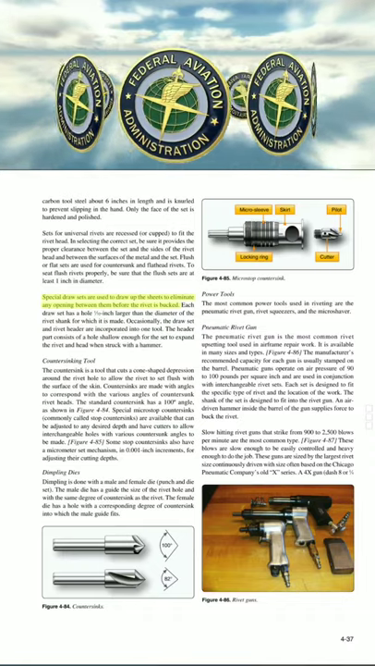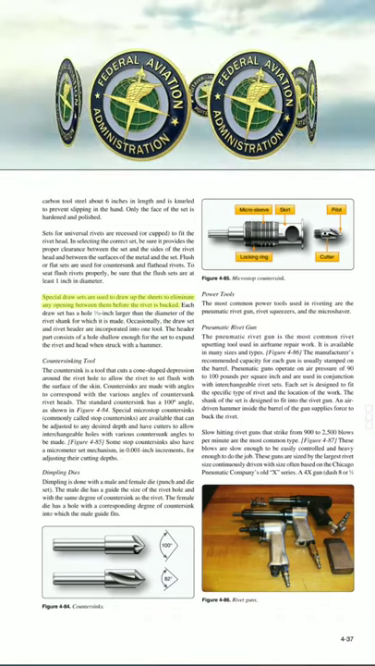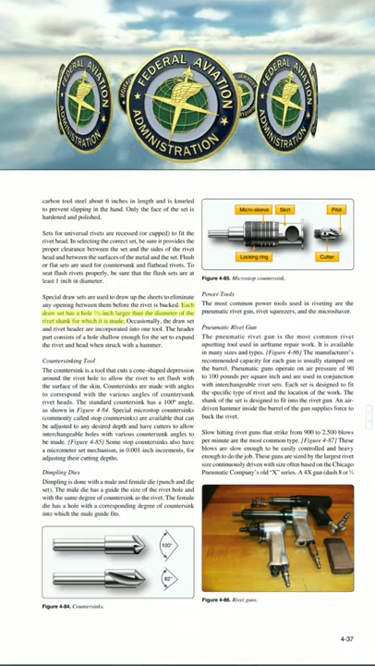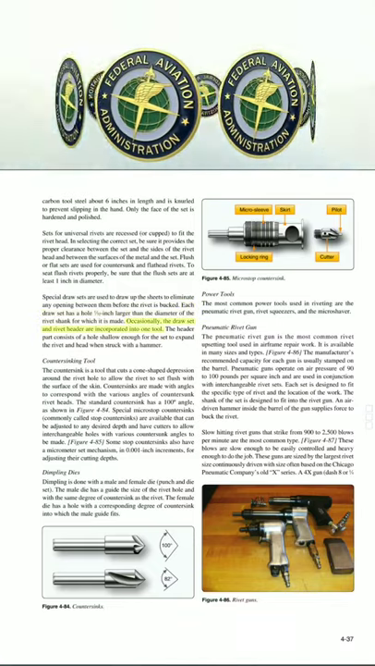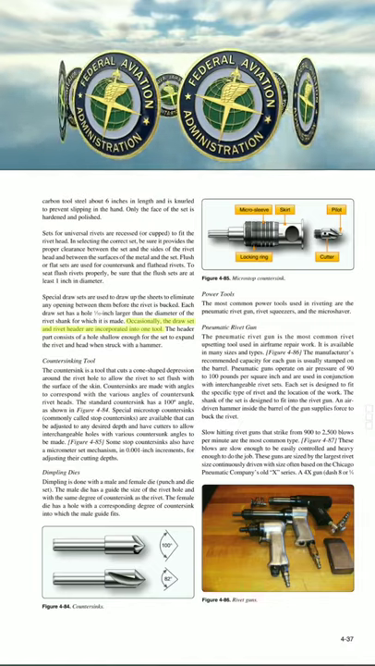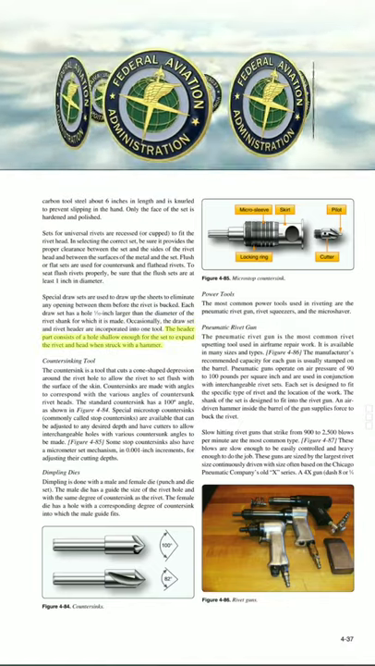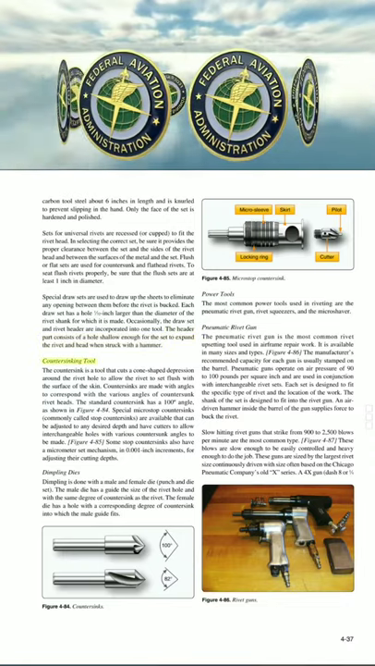Special draw sets are used to draw up the sheets to eliminate any opening between them before the rivet is bucked. Each draw set has a hole 1/32 inch larger than the diameter of the rivet shank for which it is made. Occasionally, the draw set and rivet header are incorporated into one tool. The header part consists of a hole shallow enough for the set to expand the rivet and head when struck with a hammer.